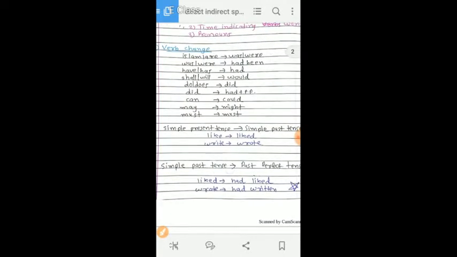Suppose the sentence is given in simple present tense, then you have to make it simple past tense. Suppose the verb is like, then you have to make it liked. Suppose the verb is write, then you have to write wrote. So you have to make simple present tense into simple past tense. And suppose the sentence is given in simple past tense, then you have to make it past perfect tense. For example, if the verb is liked, make it had liked. Wrote becomes had written. Learn all past participles very well.